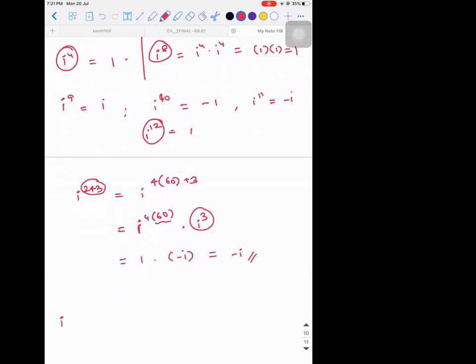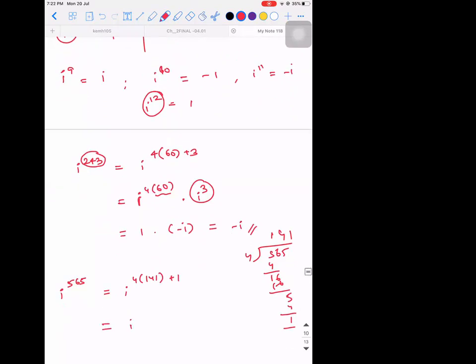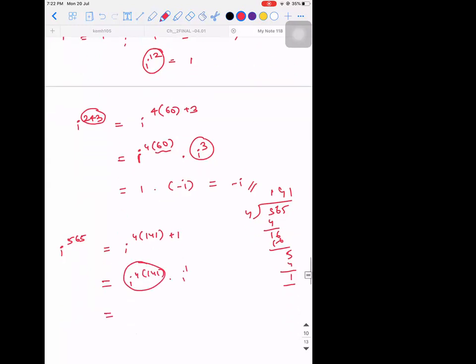That's it. Similarly, i power 565, what is the answer? So divide 565 with 4. I can write it as i power 4 into 141 plus 1. Correct? So I can write it as i power 4 into 141 into i power 1. i power 4 into 141 is 1, into i power 1 is i. So the answer will be i. Yes, sir. So that's it.